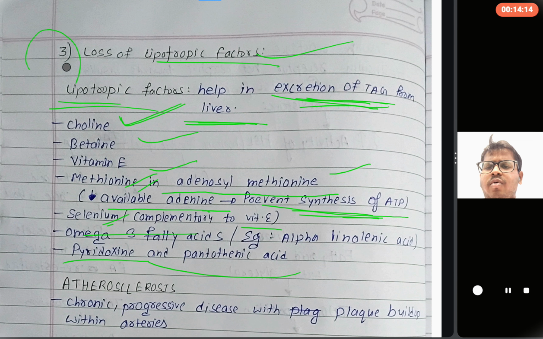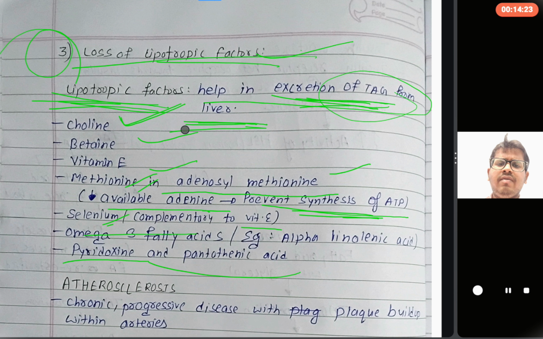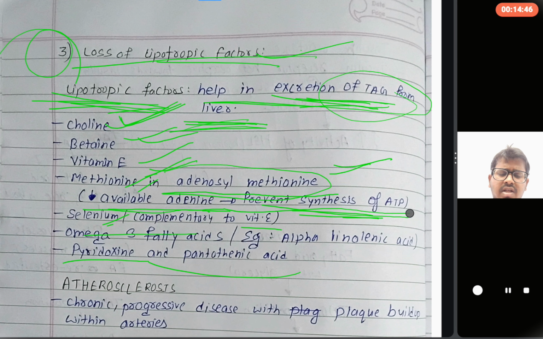What I am trying to say in the third point is loss of lipotropic factor. What does the lipotropic factor do? It helps in excretion of triacylglycerol from the liver, it helps in removing triacylglycerol. So what are the things that are there? Choline, betaine, vitamin E, methionine, adenosyl methionine, which decreases available adenine and prevents synthesis of ATP. Another, selenium, is complementary to vitamin E. Omega-3 fatty acid, for example alpha linolenic acid, pyridoxine, and pantothenic acid.